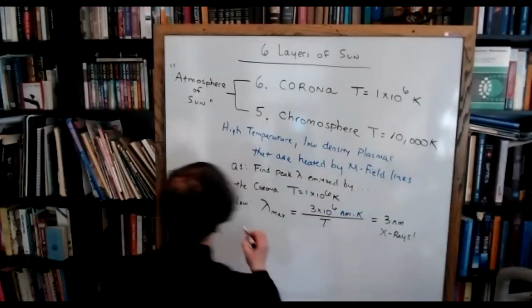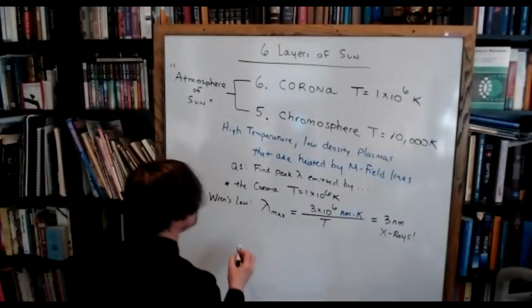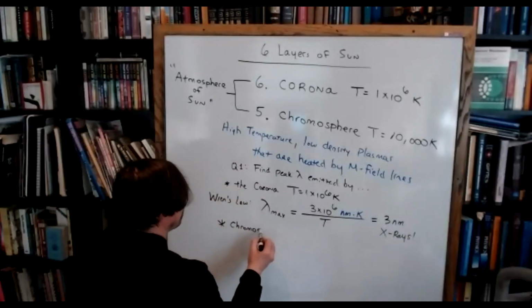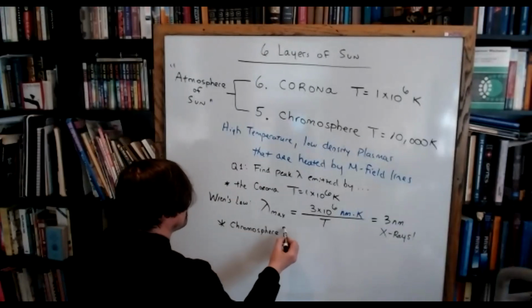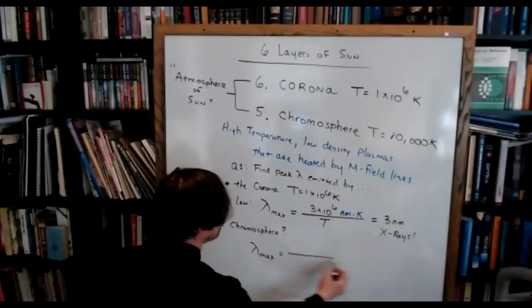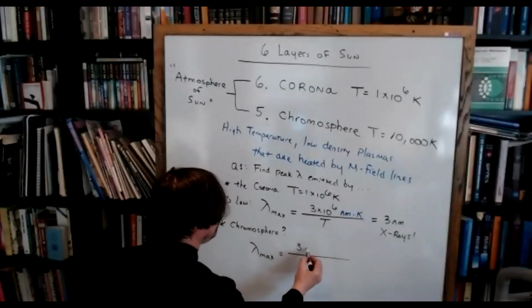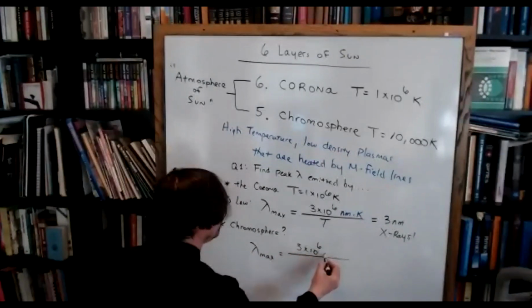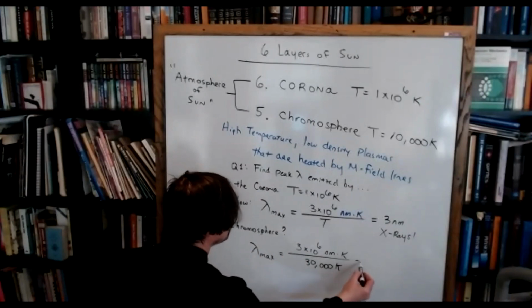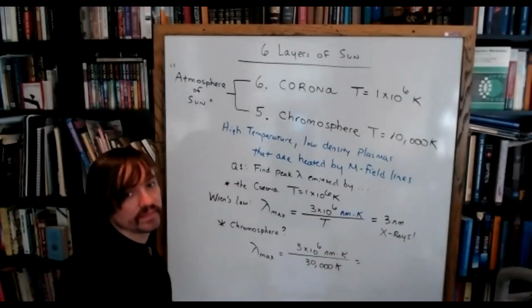Suppose I were to ask instead about the chromosphere. What would the peak wavelength be then? 0.3 nanometers. No, try better. It's 3 million nanometer Kelvins over 30,000 Kelvin. It's not 0.3.